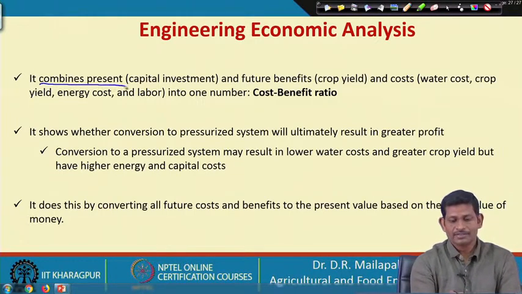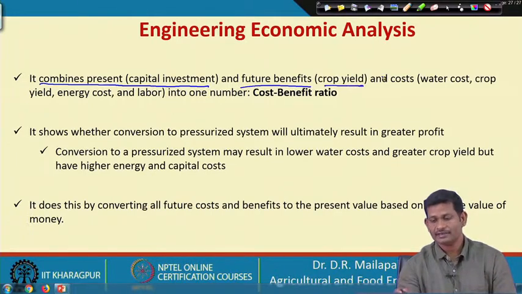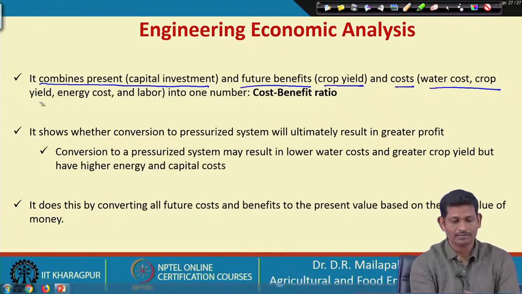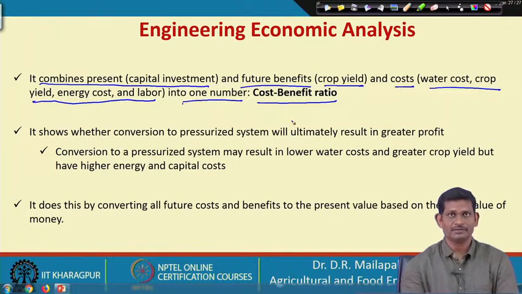It combines the present, that is the capital investment, and future benefits, that is the crop yield and other benefits, and costs, water cost, energy cost and labor, into one number, that is cost benefit ratio. So, this is very important. As I told in the beginning of the lecture, there are two indicators, one is net present value and then cost benefit ratio. Knowing the magnitude of these values, we will definitely see whether investing in this particular project is beneficial or not.